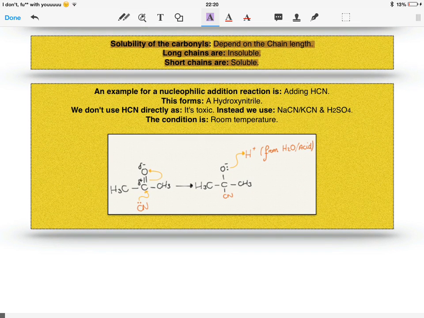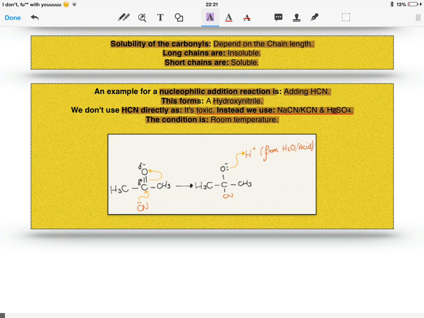And finally then, the nucleophilic addition reactions that I was talking about before. Well, an example of this is adding HCN. This forms a hydroxynitrile. However, we don't use HCN directly. The reason for this is because it's toxic, so instead we use sodium cyanide or potassium cyanide in addition to sulfuric acid, where the cyanide then comes from the sodium cyanide or potassium cyanide, and the hydrogen comes from the sulfuric acid. The conditions for this reaction is done at room temperature, and I've done the mechanism for you, so you can just observe that, and I'm sure you'll be able to understand it.